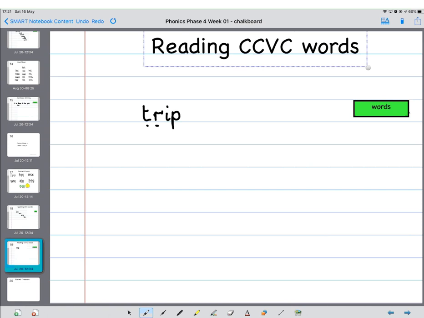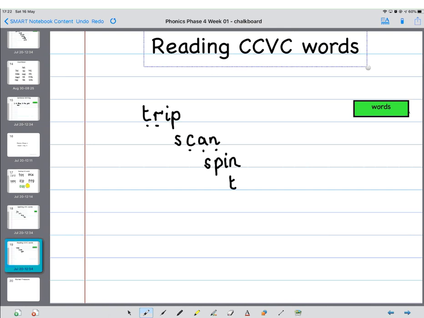Next word is this. Read that. And that's can. And now we're going to turn it into this. So, can, scan. Well done, Year One. You see the way that we're using the CVC word to read a CCVC word. Okay, next word is pin. You read it now? And now what's the word? Spin.